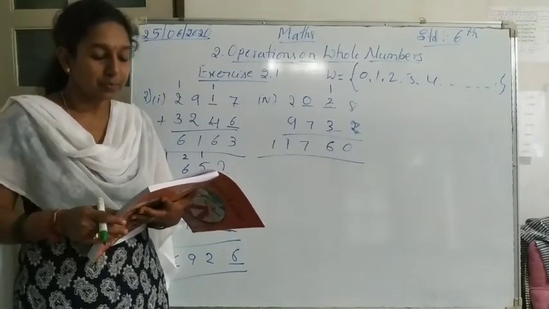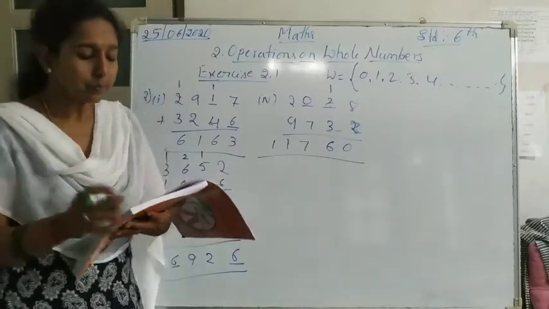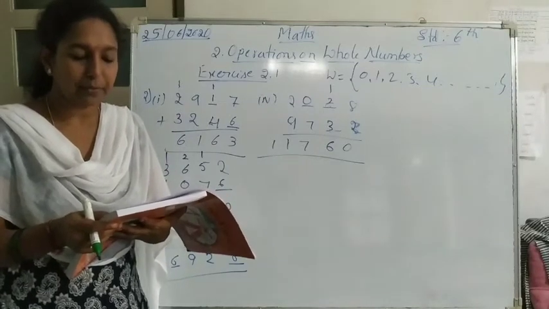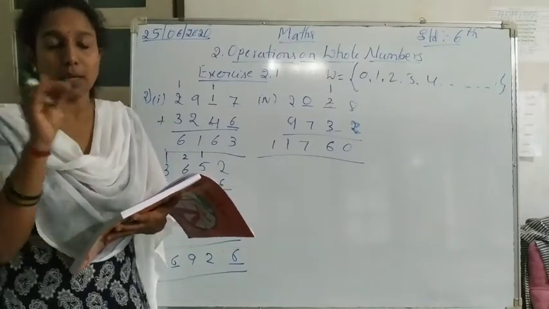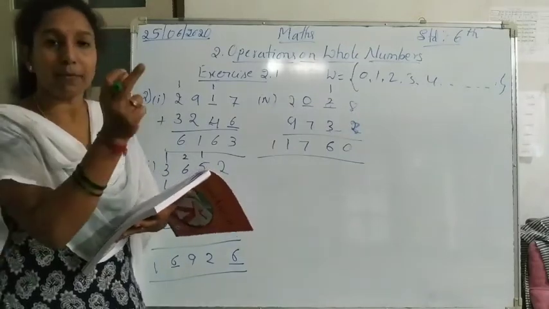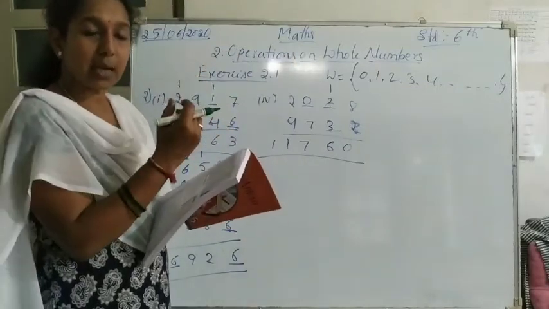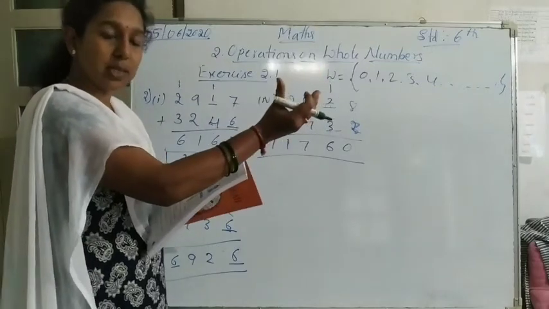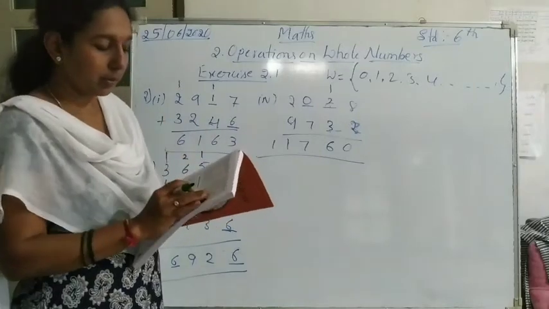Okay. Next, 8th one. Add each of the following and check the answer by adding them again in a different order. Here you have the same three numbers given. You have to add in two different ways. The first time, you add the first two numbers first and the last number next. In the second method, first you add the last two numbers and then add the first number to that sum. So like that you have to solve these two.